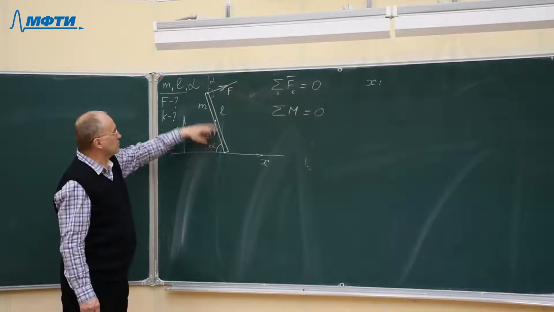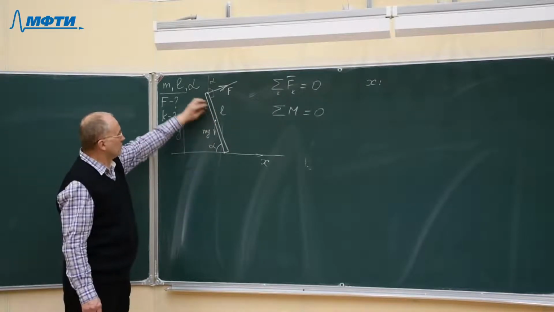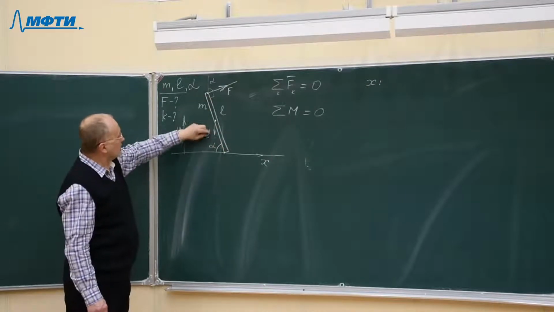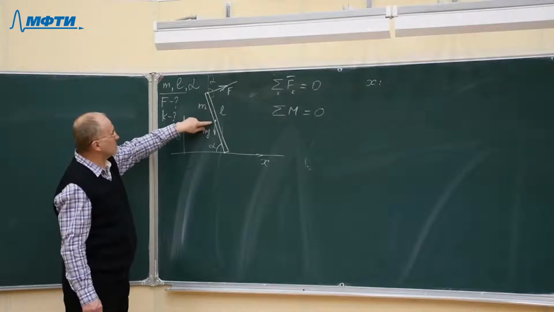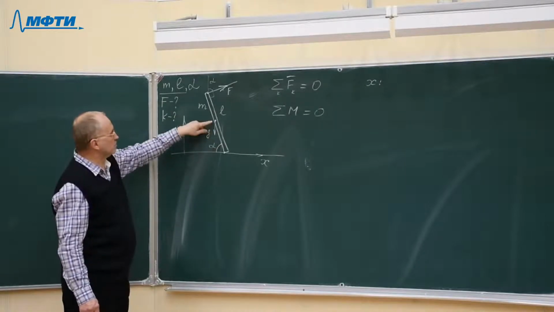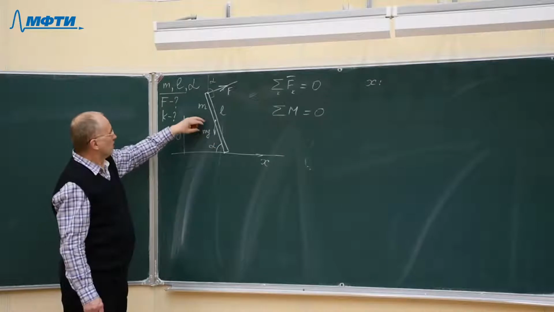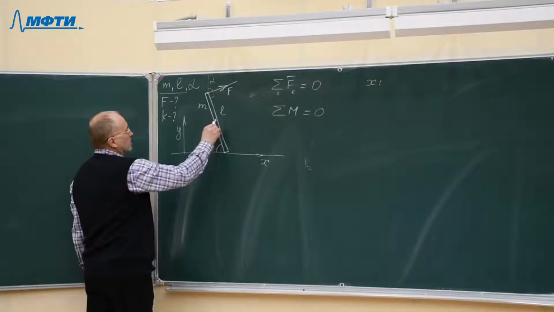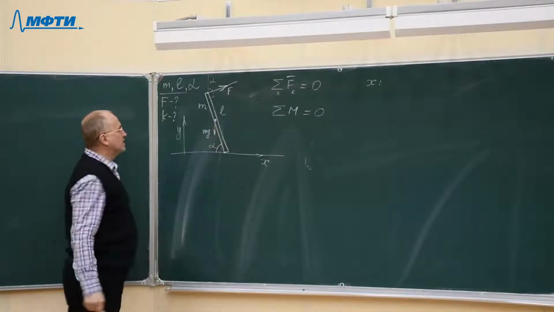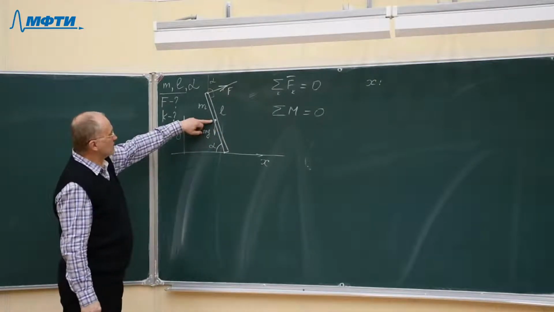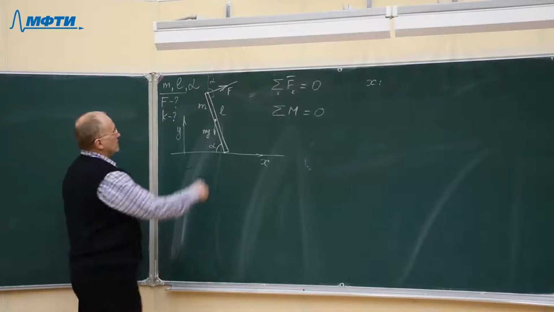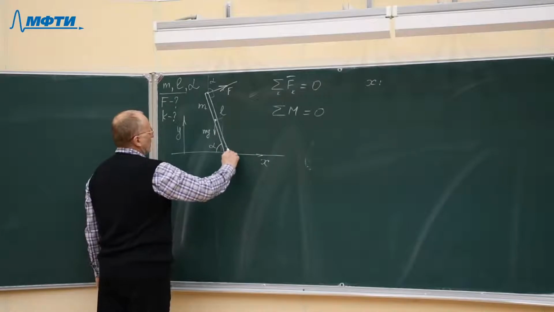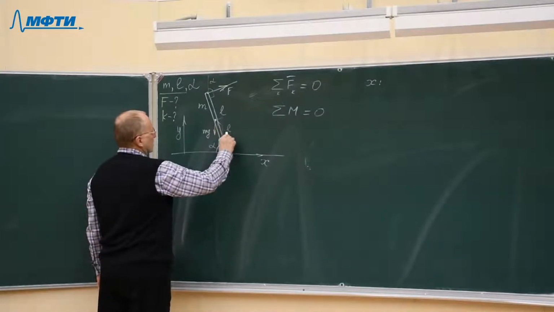If it was not uniform, if the mass was somehow distributed unevenly, then the center of mass would be displaced either to this end or to this end, and it would not be at the center. But we consider the uniform rod so that the force of gravity, the weight of this rod, is applied to the center of this rod. The center means that this distance equals L over 2.